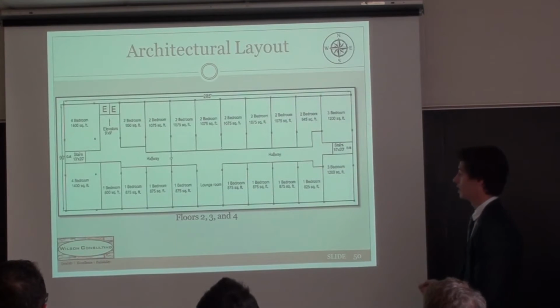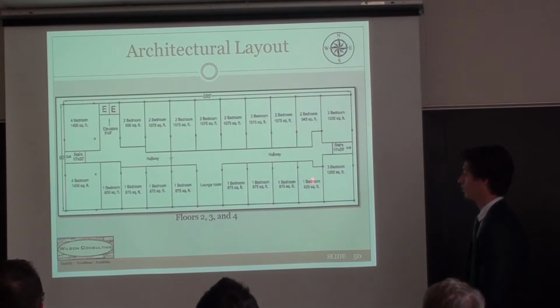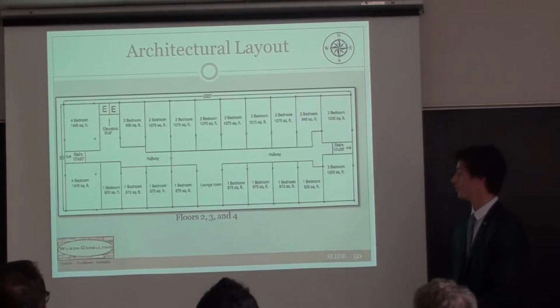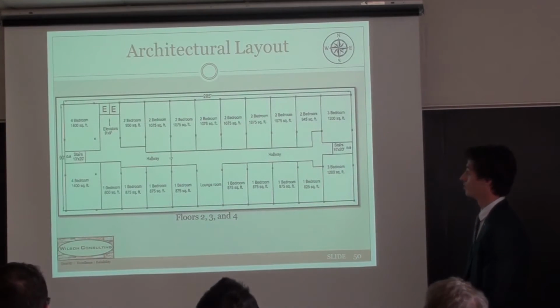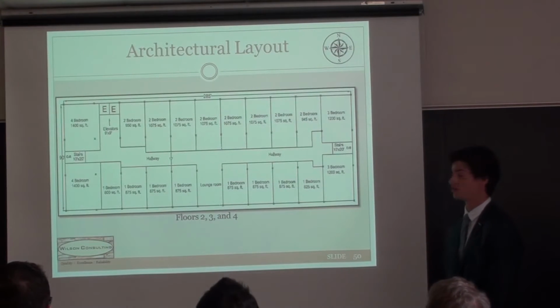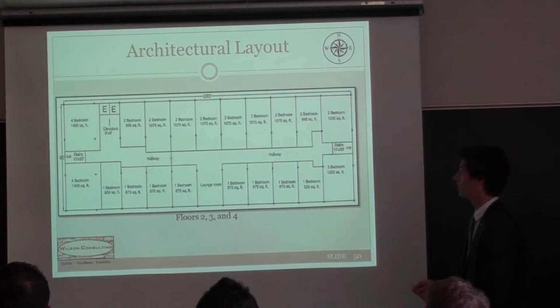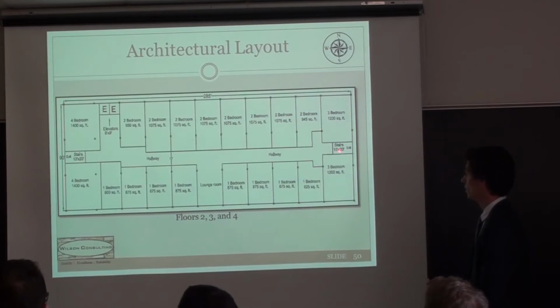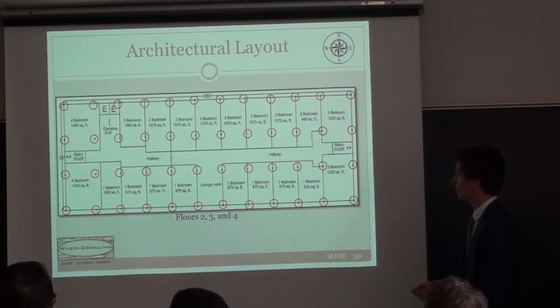Here you can see the architectural layout. These are the residential plans for floors 2 through 4. We have units ranging from 1 bedroom all the way up to 4 bedrooms on the corner. All bedrooms have windows or window access. There are 2 elevators. There are 2 staircases, and as you notice, the columns are placed within the walls of the building, except for these 2. Those will be hidden in a closet.